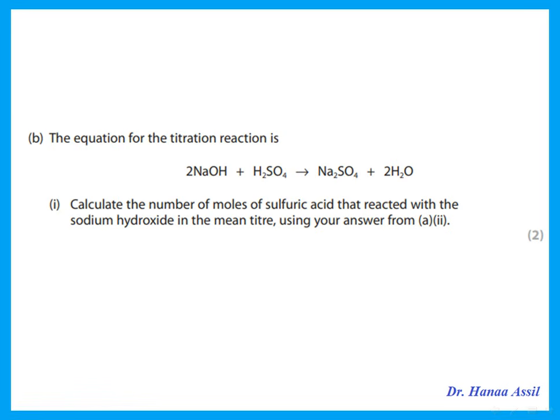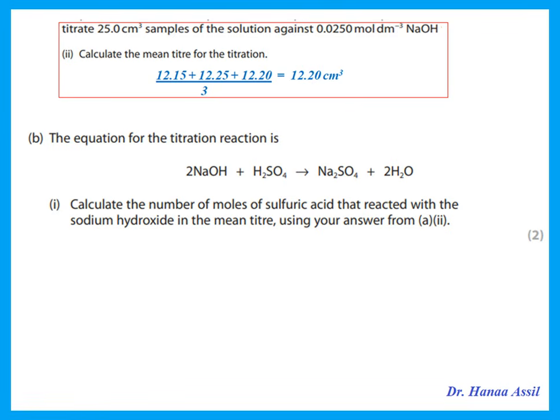So we had a titer of sodium hydroxide. What did we say? We had the titer of the sodium hydroxide, which we calculated to be 12.2. And he gives me the concentration of sodium hydroxide, which is 0.025. So if I have concentration and volume, I can get the number of moles of sodium hydroxide that reacted. That is concentration times volume. Again, remember to divide the volume that was in centimeter cubed by 1,000 to get decimeter cubed. So this comes up with this number of moles of sodium hydroxide.